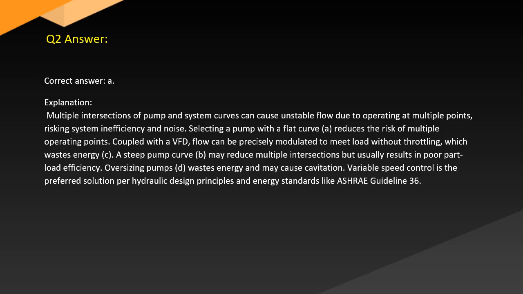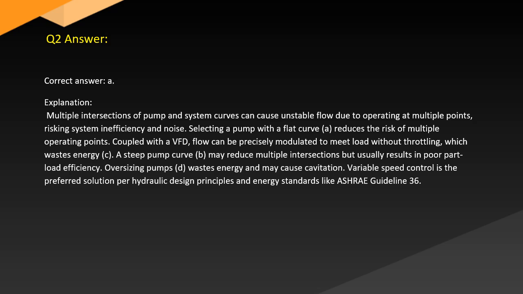Answer. Correct answer: A. Explanation. Multiple intersections of pump and system curves can cause unstable flow due to operating at multiple points, risking system inefficiency and noise. Selecting a pump with a flat curve, A, reduces the risk of multiple operating points. Coupled with a VFD, flow can be precisely modulated to meet load without throttling, which wastes energy.